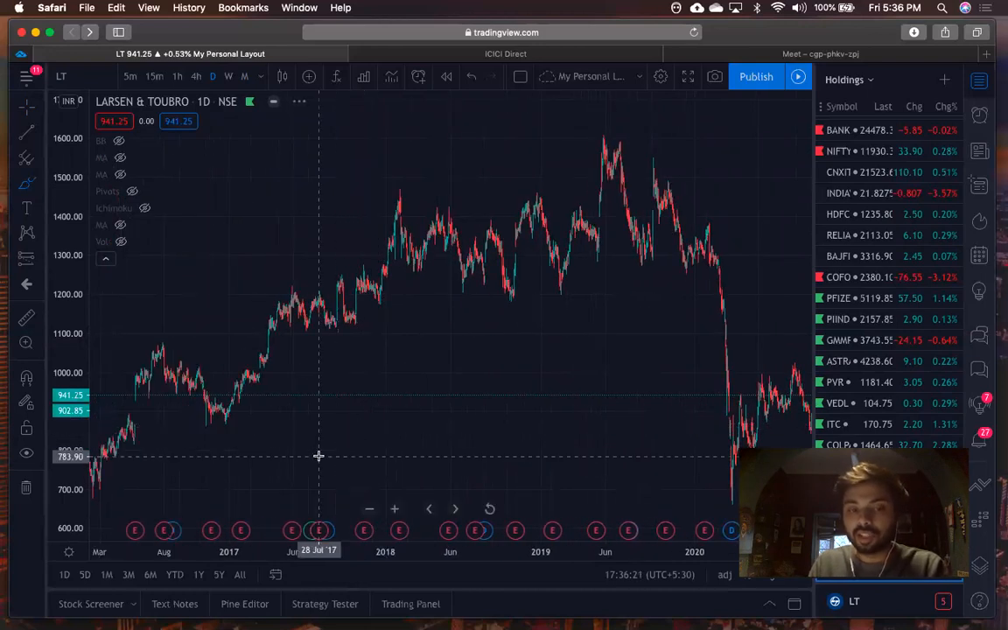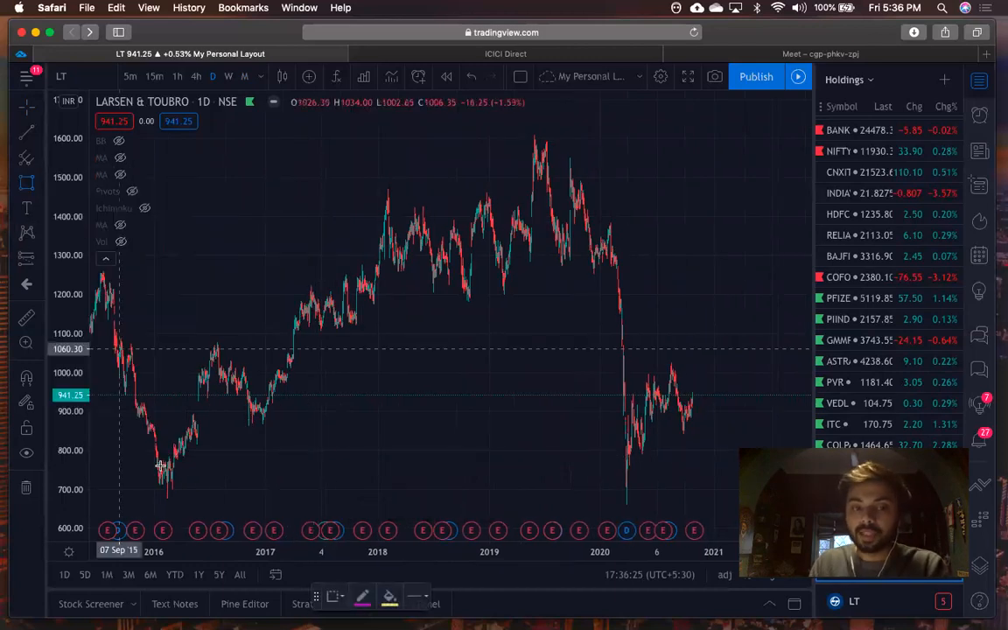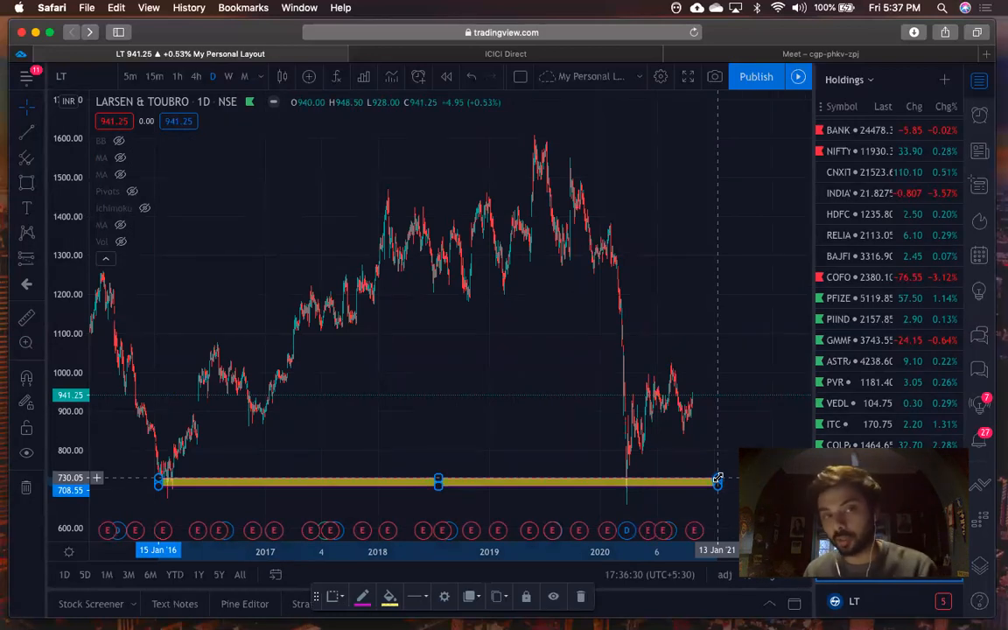So if you see the chart of L&T in 2016, this was the same level where the Larsen and Toubro stock had stopped. So what I'm trying to tell you is history repeats itself. Any significant level, if it has been tested multiple times, will hold even in the future. So if, let's say, Larsen and Toubro comes to the 700 level in the future due to some reason, you have to go long, because it's a very, very significant level which has held for quite some time.